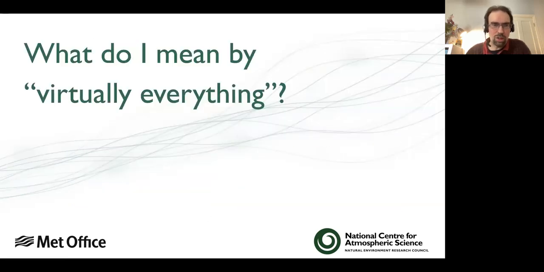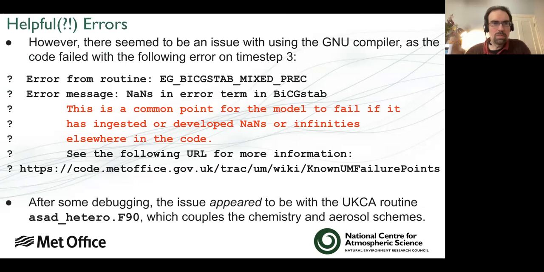What do I mean by virtually everything? I'd got this job running, but actually it only ran for 1 hour, 1 model hour. What was happening is on the next time step, I was getting an error occurring. And this is an error that you might end up seeing in your work with UKCA. It's an error in a particular routine called by CG stab.